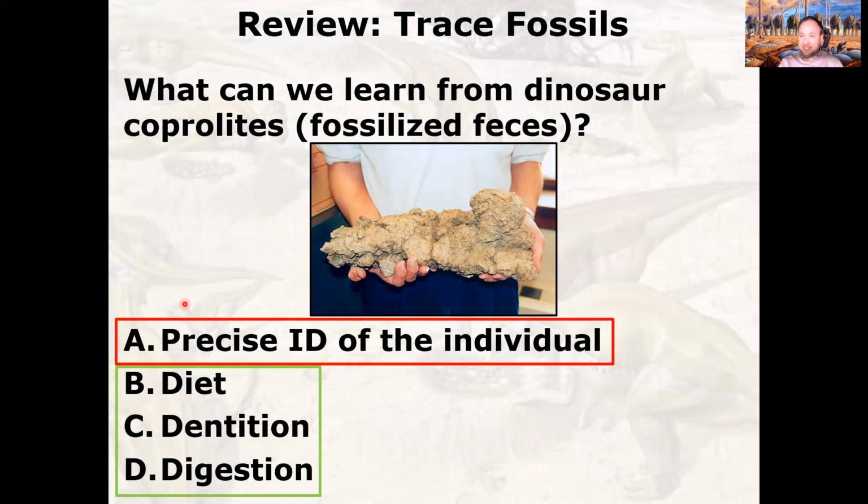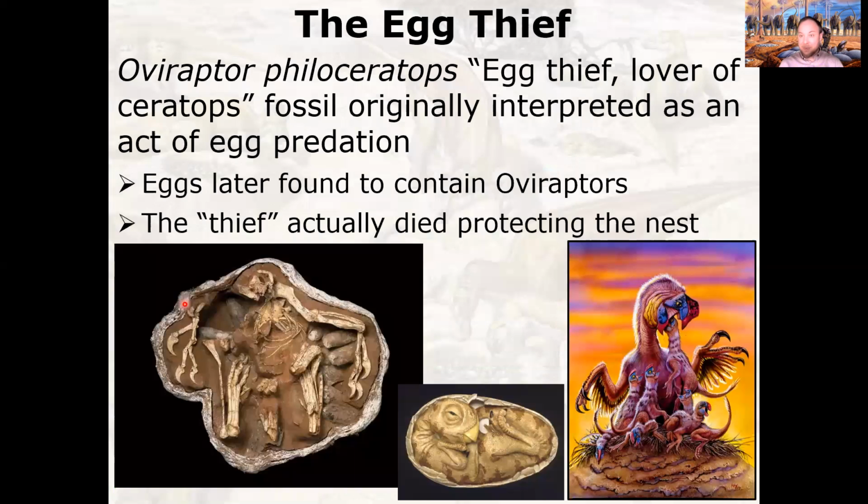So let's talk about nesting. We're going to talk about dinosaur nests, we're going to talk about dinosaur growth, and we're going to talk a little bit about dinosaur society. But this all kind of came about because there was always a debate about the role of dinosaurs as parents, and whether they were doting, attentive parents, or whether they just left their eggs and went away like sea turtles do.